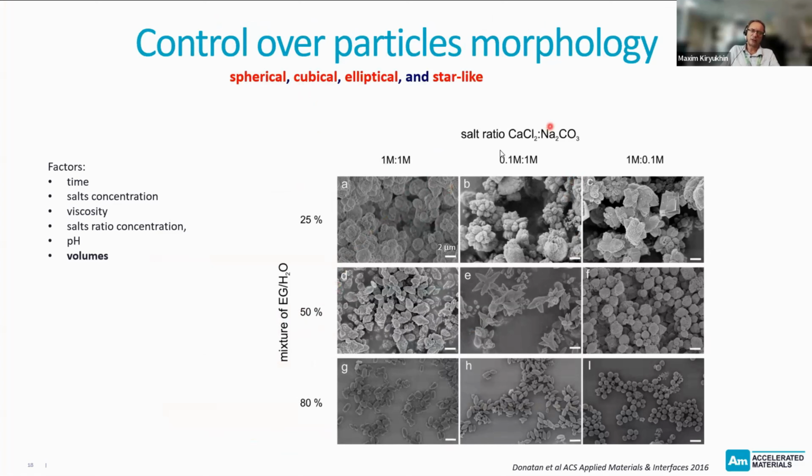Here also, by varying the ratio of calcium chloride to sodium carbonate and the amount of ethylene glycol in a mixed solvent, you can control the morphology of particles and convert them from spheres to ellipsoid particles, to star-like particles, or cubical particles. The factors that define the process are usually time of the reaction, concentration of salts, viscosity of a solution, ratio of calcium chloride to sodium carbonate, pH, and also the volume of the reactor, and the effectiveness of mixing which you can achieve there.